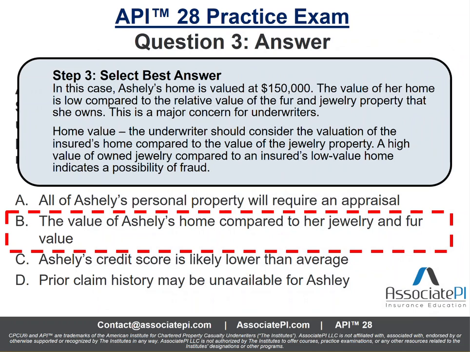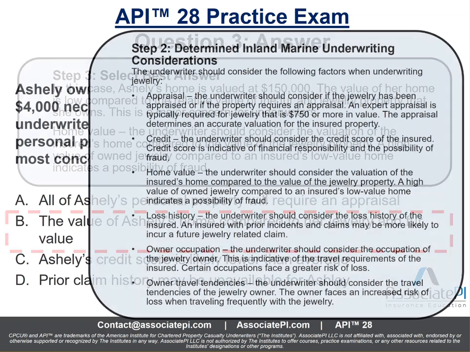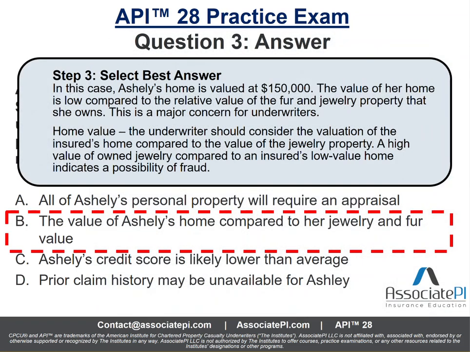Answer option A, all of Ashley's personal property will require an appraisal. We know that's not true because if we look back under appraisal, an appraisal is only required for jewelry that is $750 in value or more. So in this case, it's clear that not all of her property will require an appraisal.